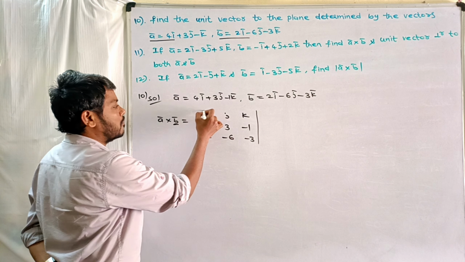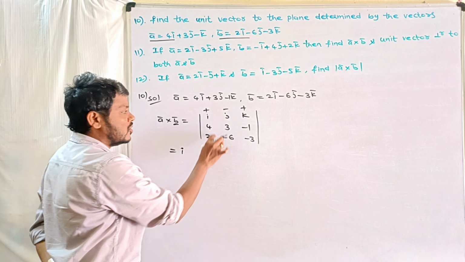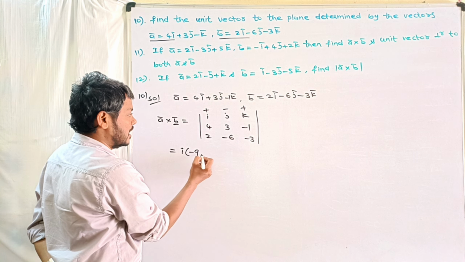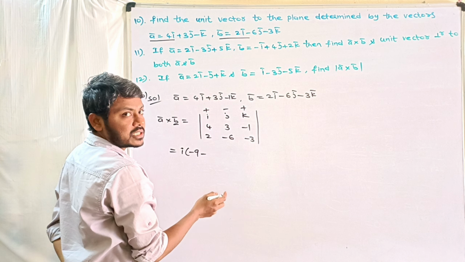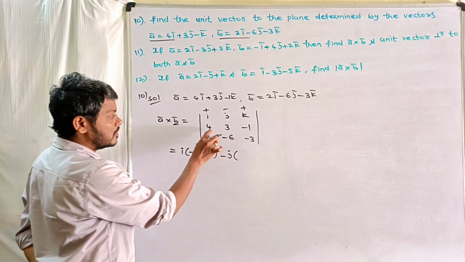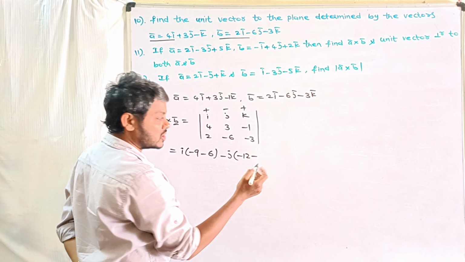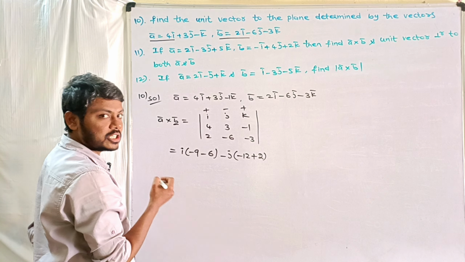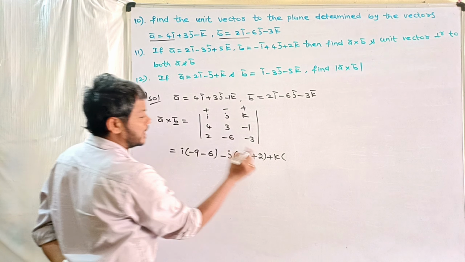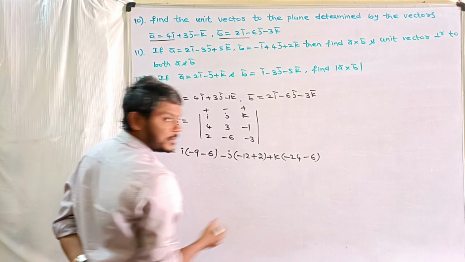Now we can find the determinant, plus minus plus. So which is i into delete corresponding row, corresponding column. We can do cross multiplication: 3 into -3 is -9, minus -6 is -1 → 6... minus j into delete corresponding row, corresponding column: 4 into -3 is -12, minus 2 into -1 is -2. We will get again -2, that is plus k into delete corresponding row, corresponding column: 4 into -6 is -24, minus 2 into 3 is 6.